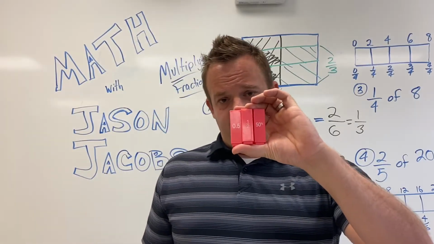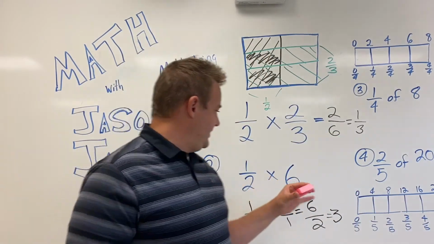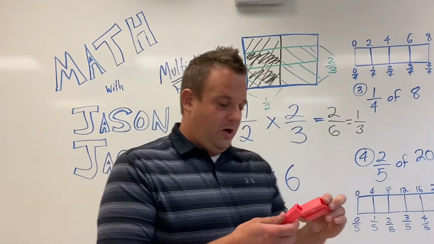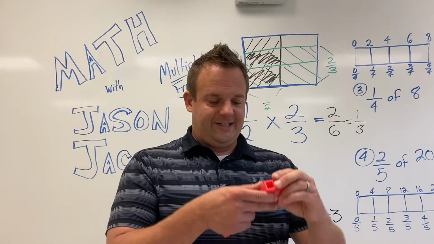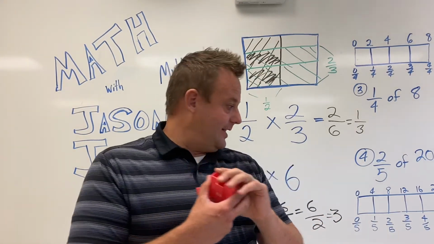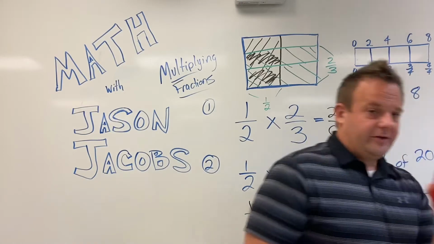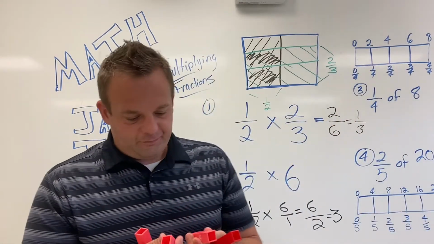5/10 equals 1/2 equals 50%, and we have 6 of them. So we have a whole bunch of 1/2s, 6 1/2s, and I'll put them all together. So this is what one whole looks like. So let me put it together.